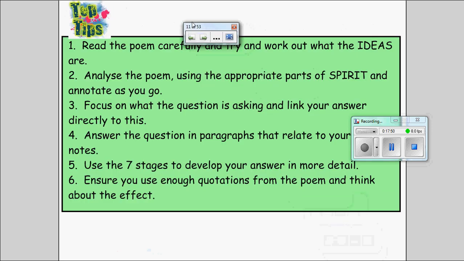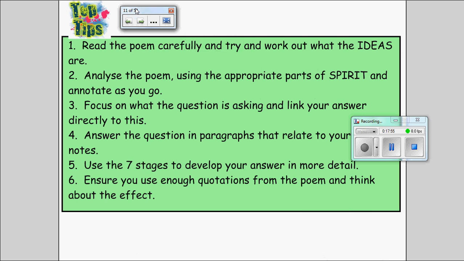So, some top tips for answering on the unseen question. Read the poem carefully and try and work out what the ideas are. And again, don't worry if you have to read that poem 2, 3, 4 times before you really understand what's going on. Remember that nobody probably has seen this poem before, so the examiner is not wanting an answer that is in their head already. They're wanting to see what you can do, what ideas you have about the poem. You're not going to be wrong, you just need to find the evidence to support what you are saying.